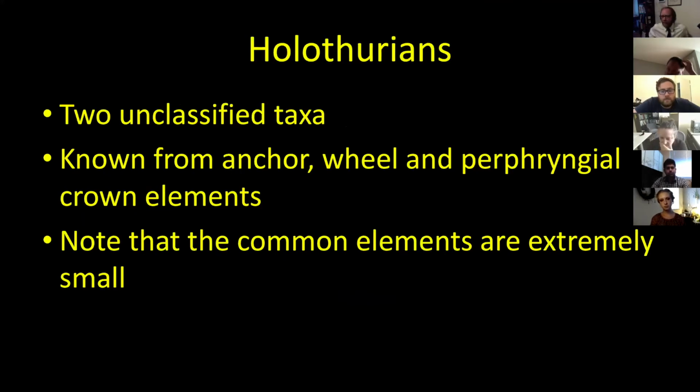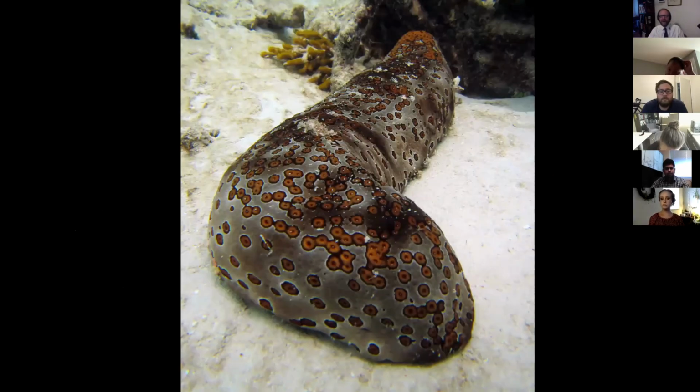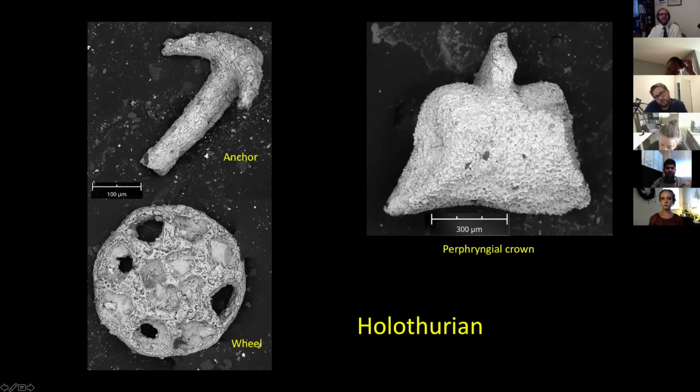Holothurians are sea cucumbers. Sea cucumbers are echinoderms, and they have a huge number of skeletal elements embedded in their body wall, but they're exceedingly tiny. That's a modern sea cucumber. Doesn't look like a crinoid very much, but these are sea cucumber parts. This is a wheel element, this is an anchor element, and this is one of the 10 plates around the throat of the animal. Again, you see the scale on these things. These are very, very small, but they're in the sediment along with everything else, if you know what you're looking for.